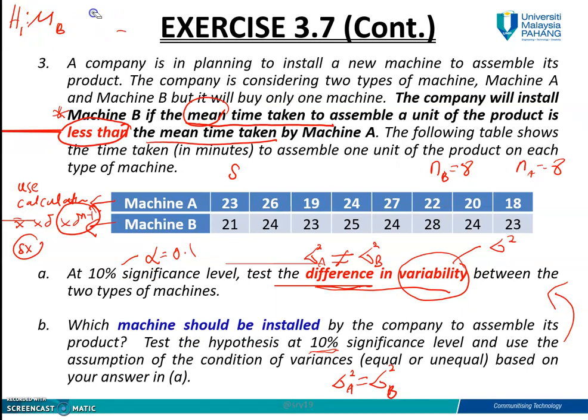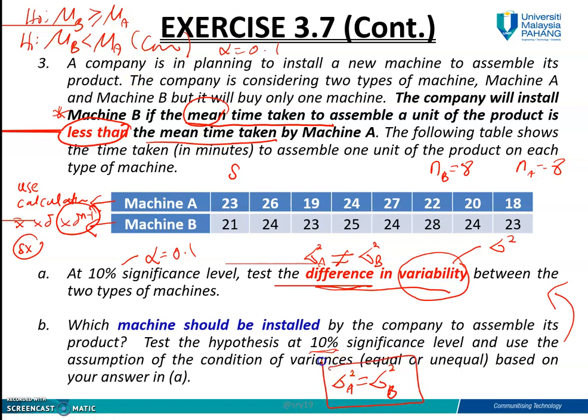I try to put it back here nicely. Your H1 just now you get from the question here, mu B less than mu A. So this is the claim. So your H null will be mu B greater than or equal to mu A. Alright, so this is it, with alpha 0.1. Try to do this. Similar to the previous subtopic. And then this is the assumption that you must have. You get it from question A. But for this subtopic, we focus on A.